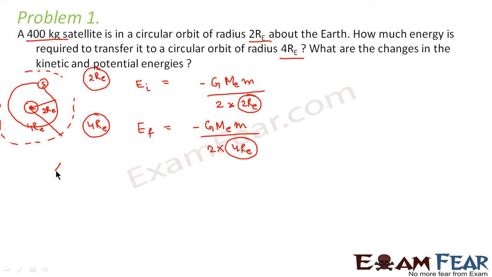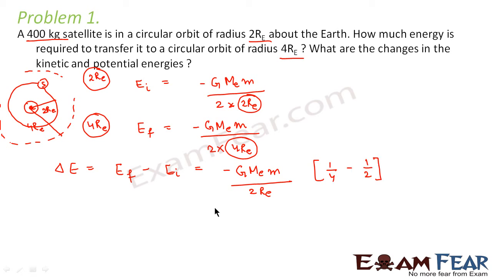Therefore, the change in energy delta E would be equal to EF minus EI. So that will be equal to minus G ME into M divided by 2 RE, into 1 by 4 minus 1 by 2. So we get this comes out to be minus G ME into M divided by 8 RE. I'm sorry, it is plus. So this is the value of the change in energy.